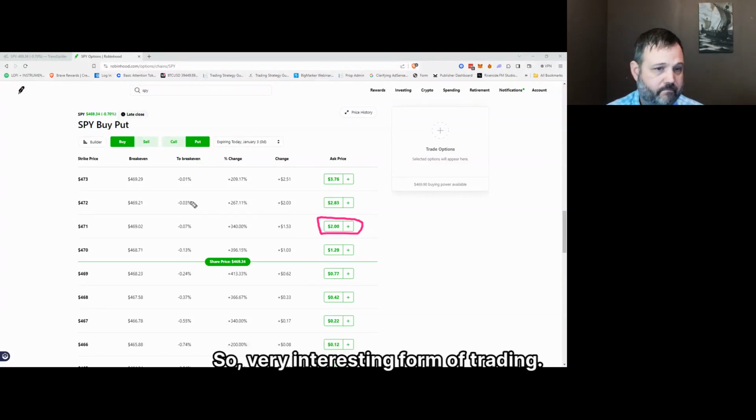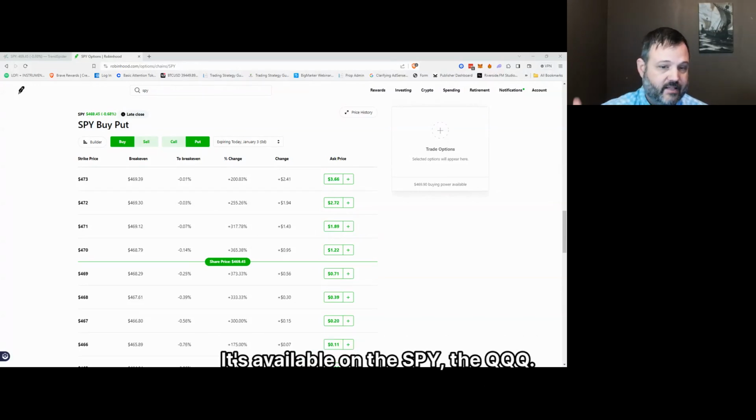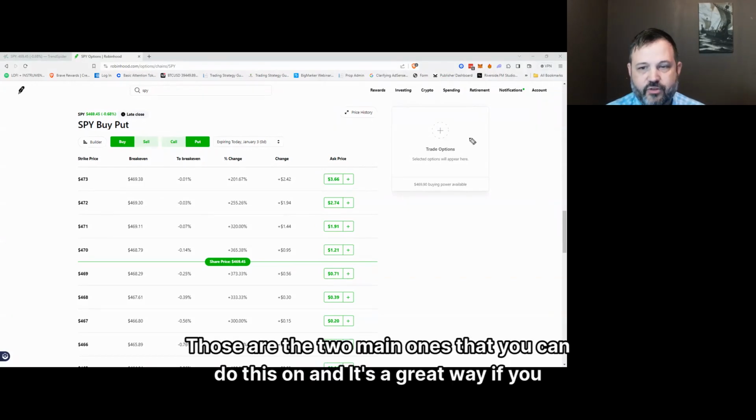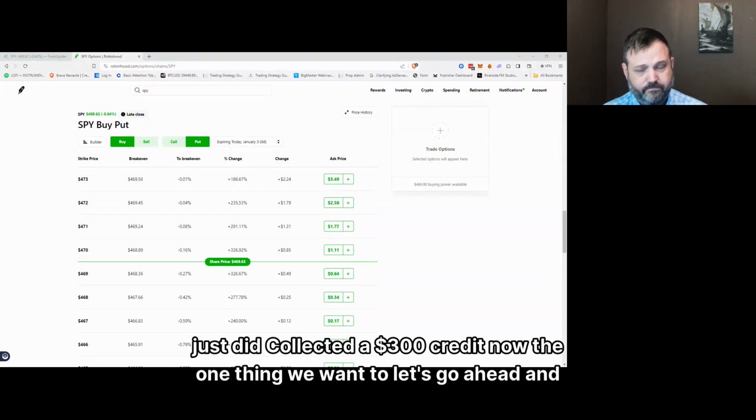So, very interesting form of trading. It's a new style, and it's only available on a very select few things. It's available on the SPY, the QQQ. Those are the 2 main ones that you can do this on. And it's a great way if you want to collect a little bit of money every day, right? Now, for example, I just collected a $300 credit.